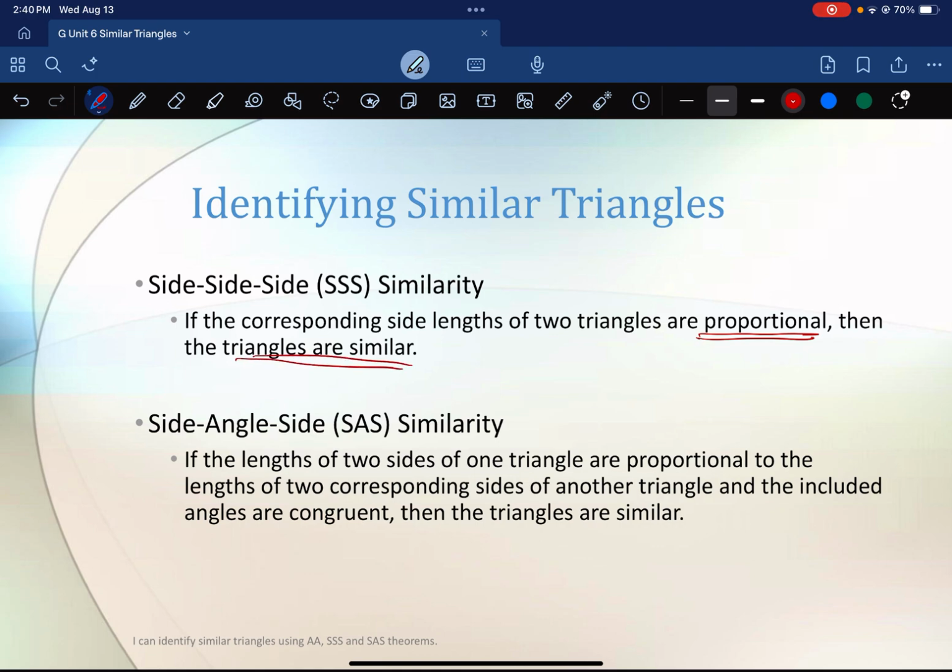Or you can have two pairs of sides, and then notice the angle is between the sides. That's called the included angle. That's going to be between two sides. That's what it means for the included angle. The included one's between the sides that you've got here, your two S's. And then you can use side angle side to prove that they're similar.